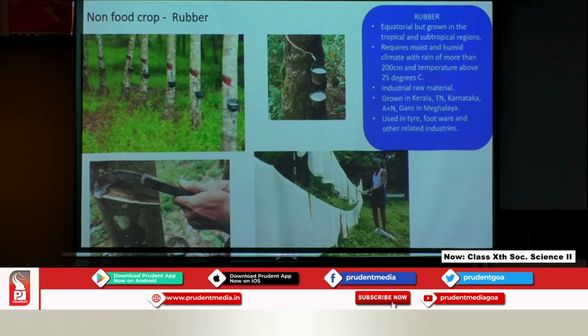Now rubber is a very interesting crop which is generally grown in the equatorial regions but also grows in the subtropical and the tropical regions. So it has also a large area where it can grow. It requires a moist and humid climate with rain of more than 200 centimeters. So it requires very heavy rainfall. Temperatures therefore won't be very high, so it requires 25 degrees Celsius of temperature. It is basically used as an industrial raw material.